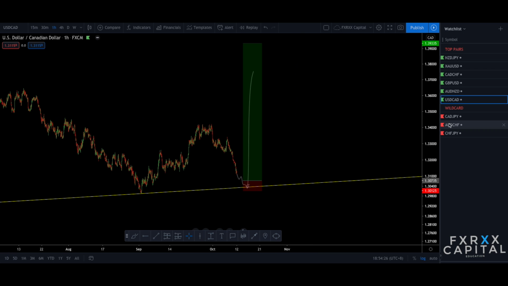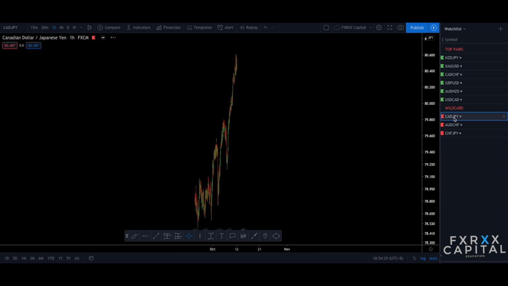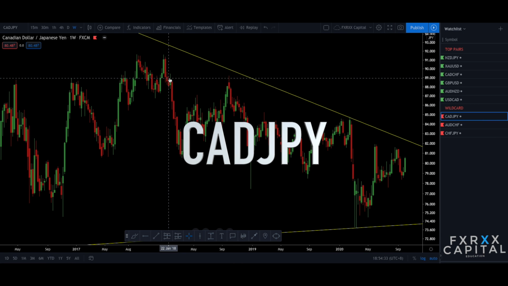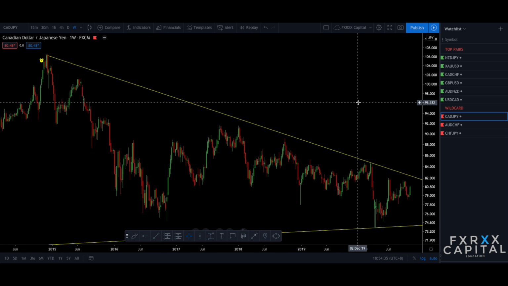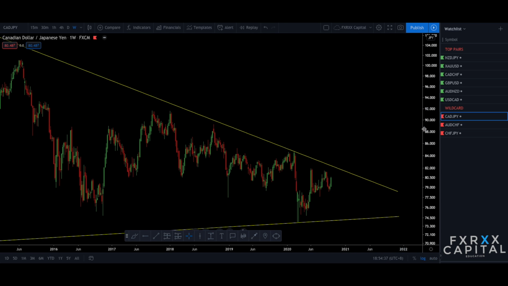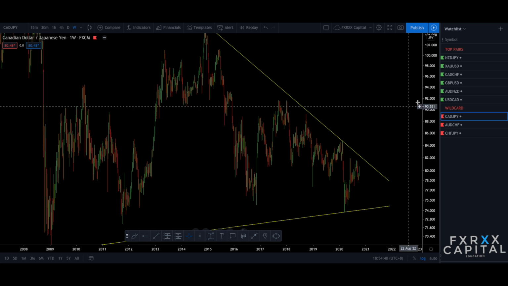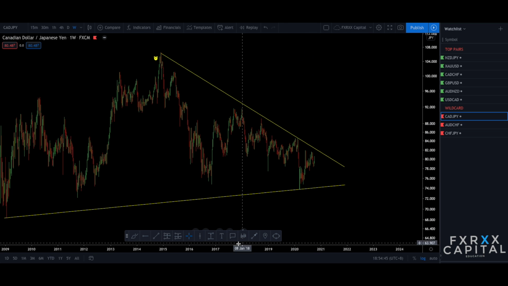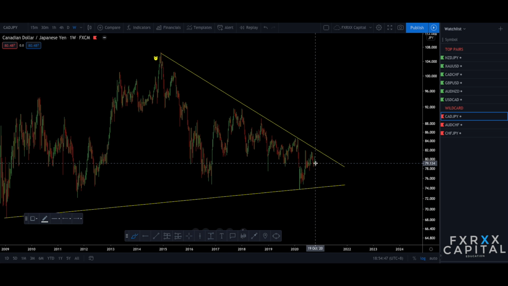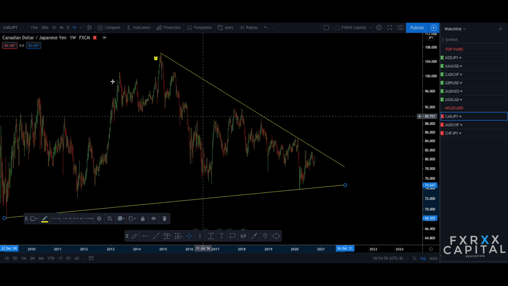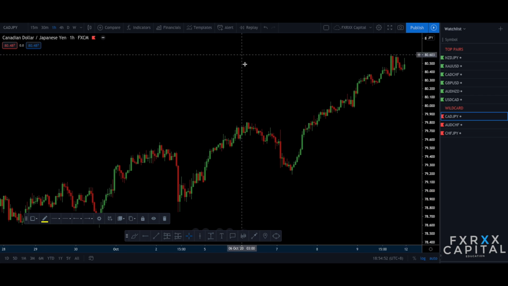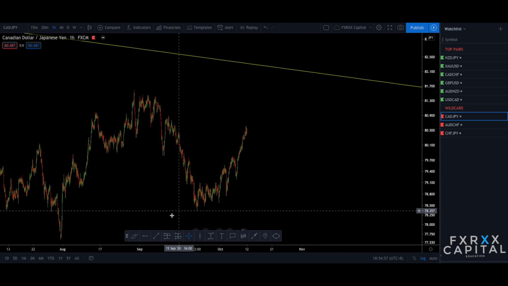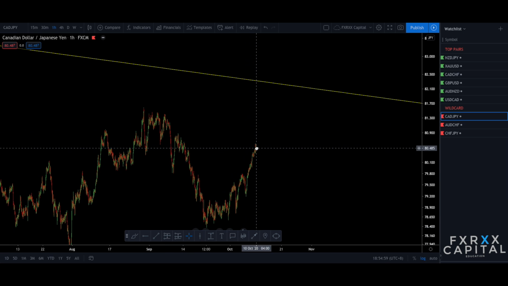Next we will move to our wildcards. The first wildcard will be Canadian dollar Japanese yen. We can see Canadian dollar Japanese yen price creates one squeeze structure in this area. So what we're looking for is price to touch this area and continue to the downside. You can see in the 1 hour time frame what the price can offer. So this will be the structure.